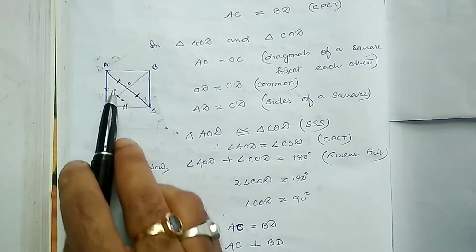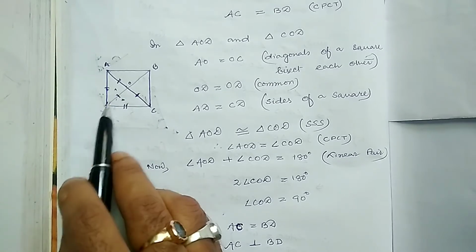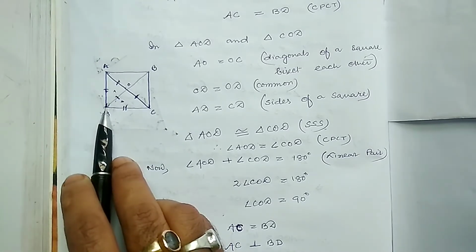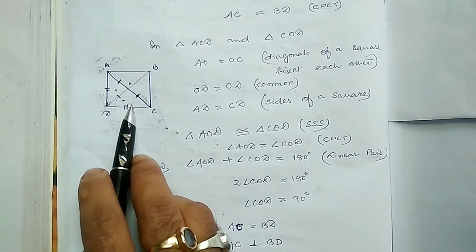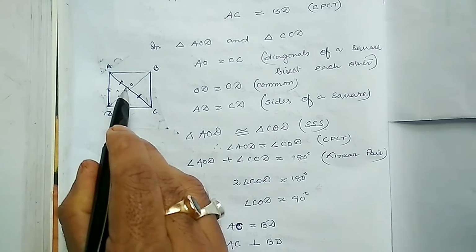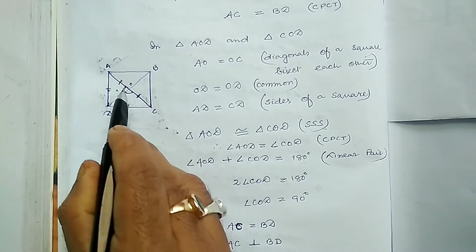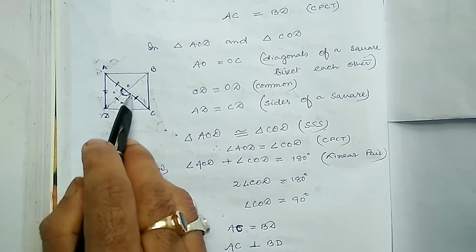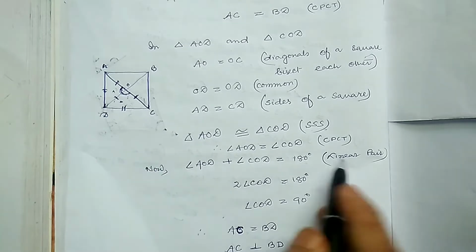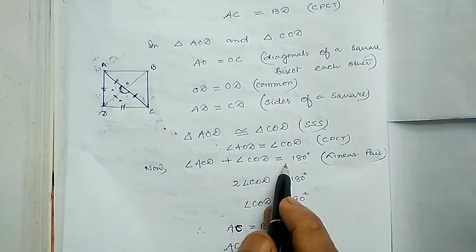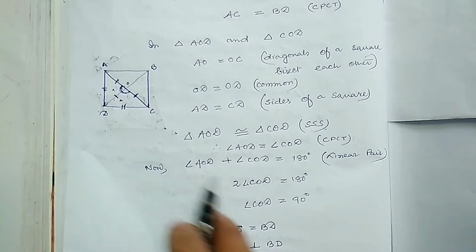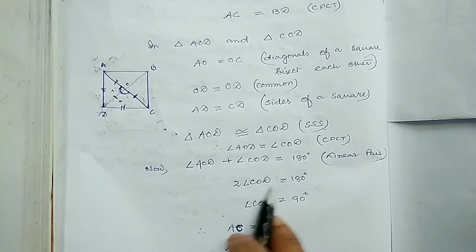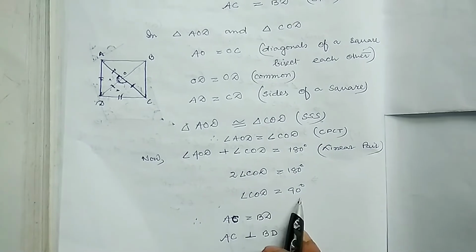So if I consider these two triangles, side, side, and this side, by SSS rule, triangle AOD and COD are congruent, and since they are congruent, this angle and this angle must be equal by CPCT. Now the sum of these two angles will be 180, because these two are on the same straight line. So by linear pair, the sum of the angles will be 180. Since these two angles are equal, I can write twice angle COD is 180. So angle COD will be 90.